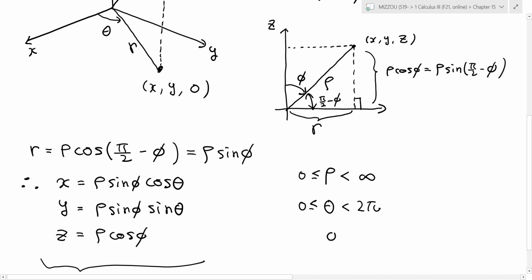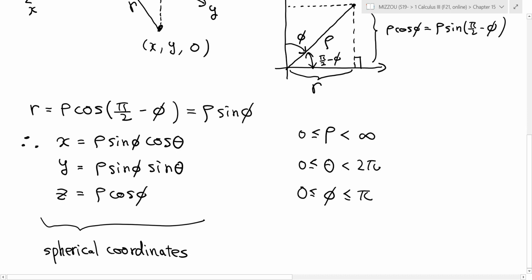Now, how about phi? In order to cover all the points in xyz space just once, we need only go up to pi for phi instead of 2 pi. The reason we need only pi is, let me just write it down here.